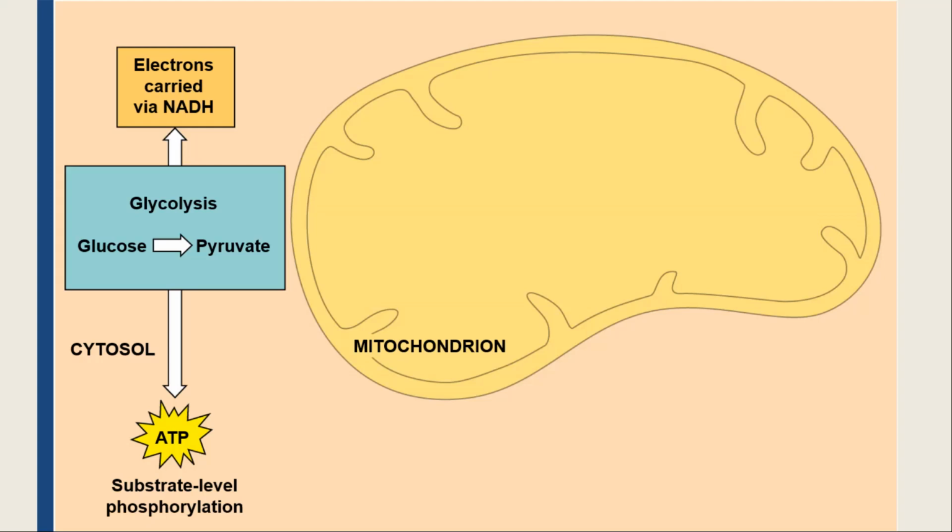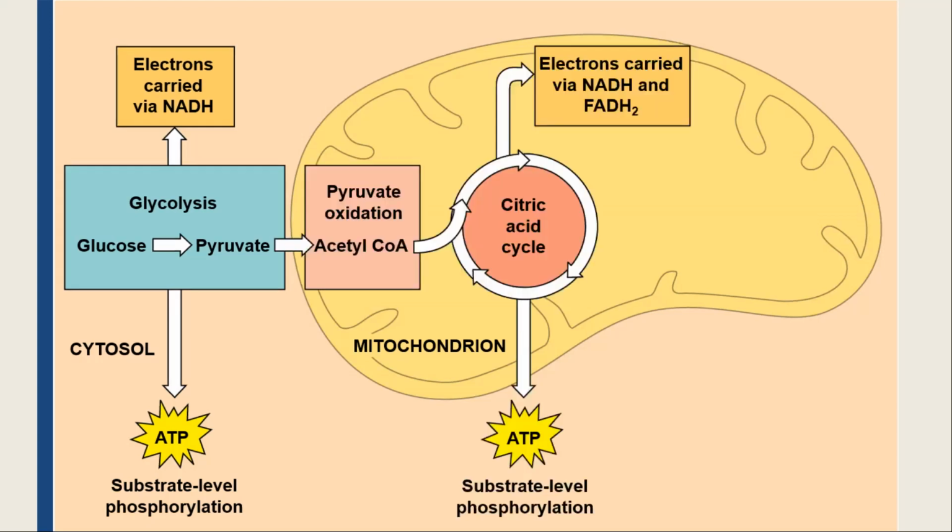Think of electrons as an energy-carrying molecule. So a bundle of energy in those electrons. That NADH is going to carry those electrons, and they're going to be used a little bit later down the line. Once the glucose is split into 2 pyruvate molecules, the pyruvate is going to go into the mitochondria, where it gets broken down the rest of the way.